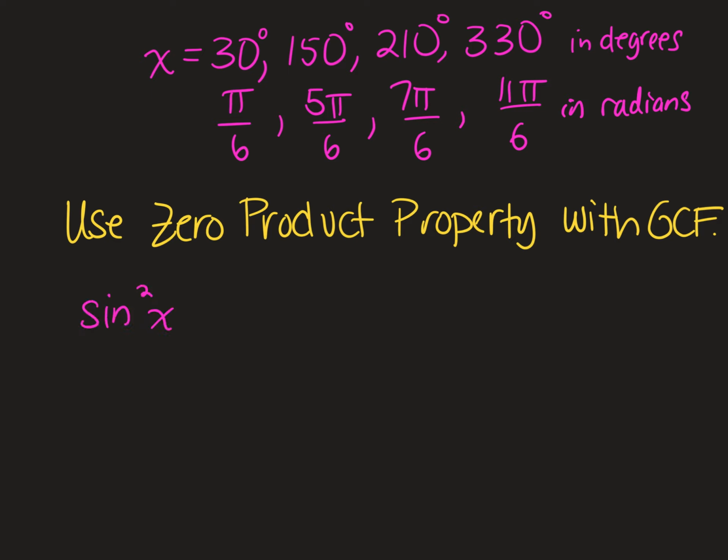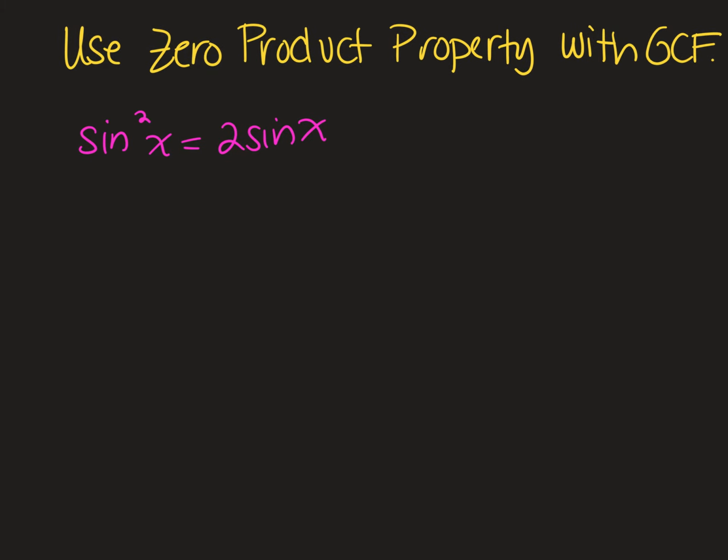So sine squared of x equals 2 sine of x. I'm going to solve that equation. Let's just give our answers this time between 0 and 2 pi. So that means I want my answers in radians.